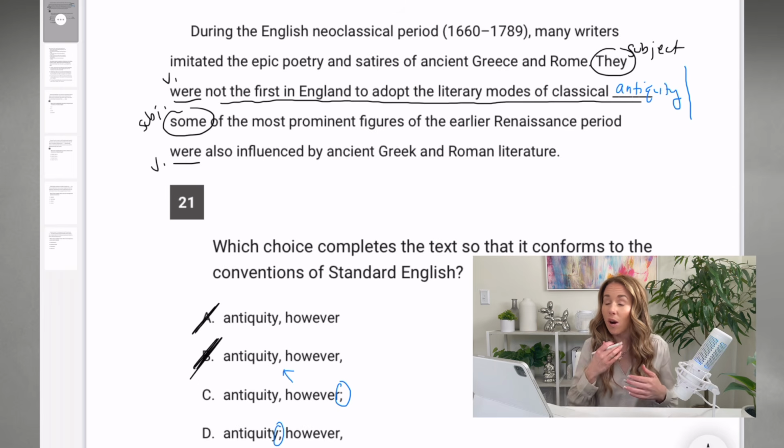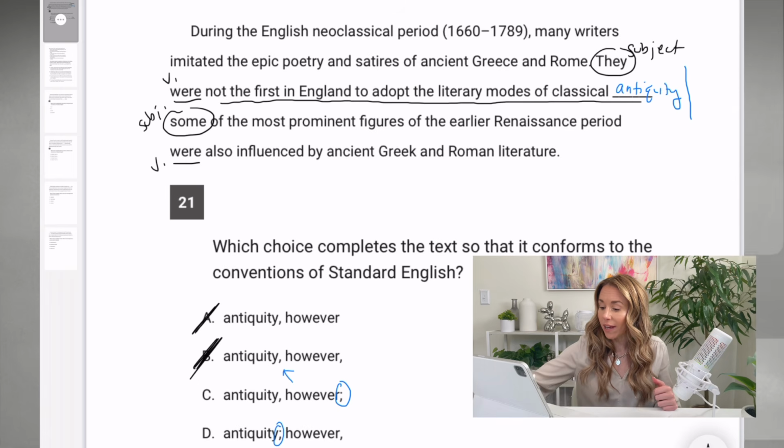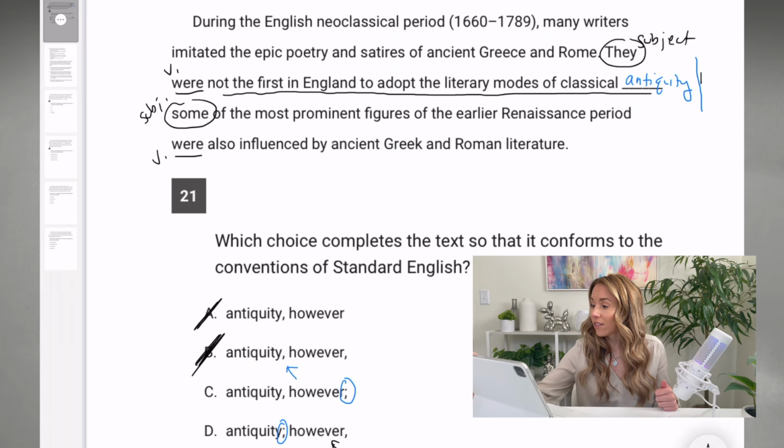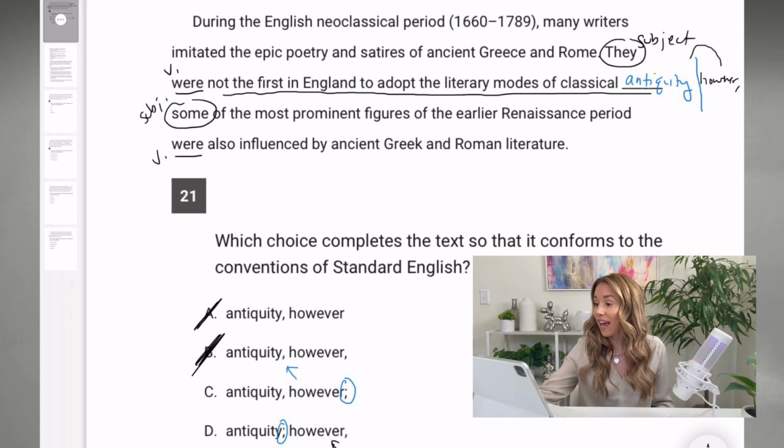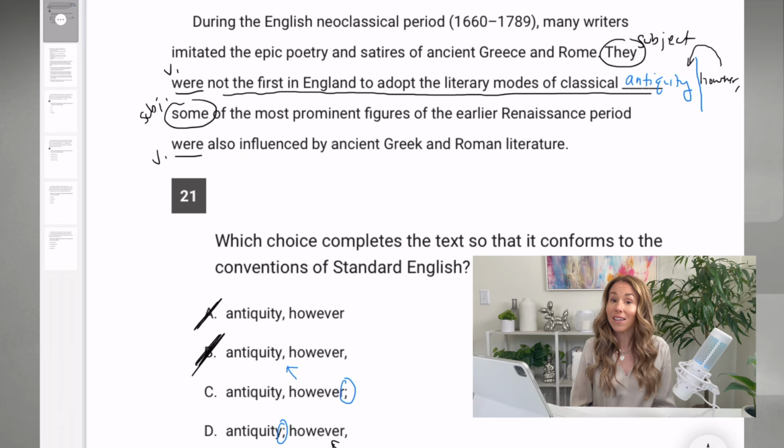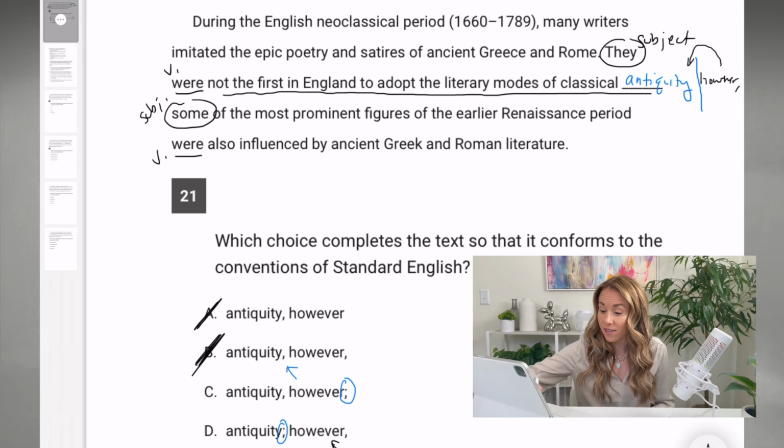Part two, now we need to figure out where the however goes. Let's entertain D and put however after the antiquity. Now, however is a contrast word, which means the two parts would go against each other. So if I read the first part and then the second part and I feel like they go against each other, however should start the second part. They were not the first in England to adopt the literary modes of classical antiquity. Some of the most prominent figures of the earlier Renaissance period were also influenced by ancient Greek and Roman literature. Those two sentences actually support each other. They're not going against each other. That means I need to take the contrast transition and put it at the end of antiquity, because it probably contrasts with the sentence before it. So I'm going to pick C.